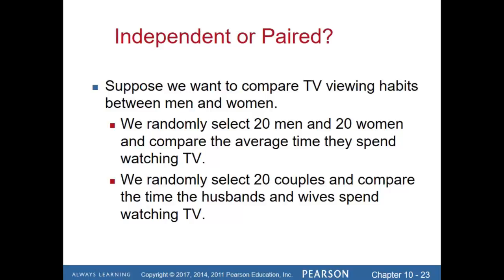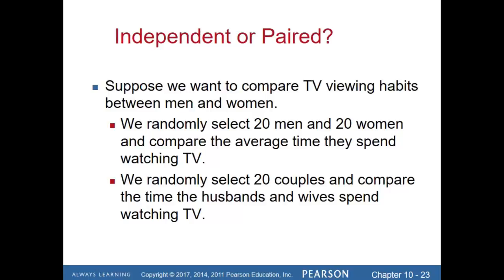One of these is going to be a paired t-test, like we're talking about here. The other is going to be an independent type of test, like we were talking about in some of the other videos. So here we're interested in comparing TV viewing habits between men and women. In one situation, we're randomly selecting 20 men and 20 women and just comparing how much time they spend watching TV. The other situation is that we randomly select 20 couples and we compare the time that the husbands and the wives spend watching TV.